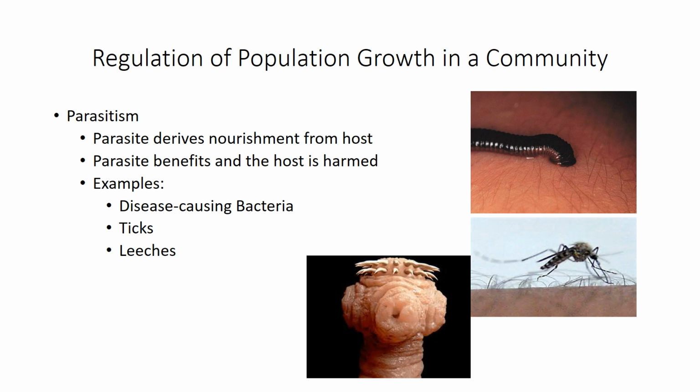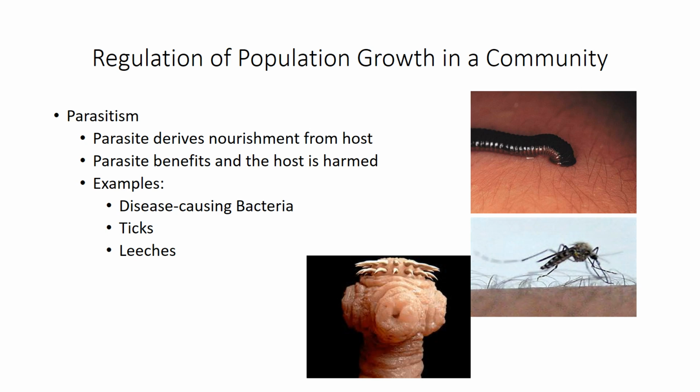Now, the first one, parasitism, that's where one species gets helped and then the other one gets hurt. Basically, a parasite derives nourishment from a host. Okay, and basically, over time, the host can either lose a lot of nutrients or it can die because of the parasite. Some examples that we all know about: disease-causing bacteria like strep or staph. Basically, they have to have a host in order to live, so they tend to live inside of us.